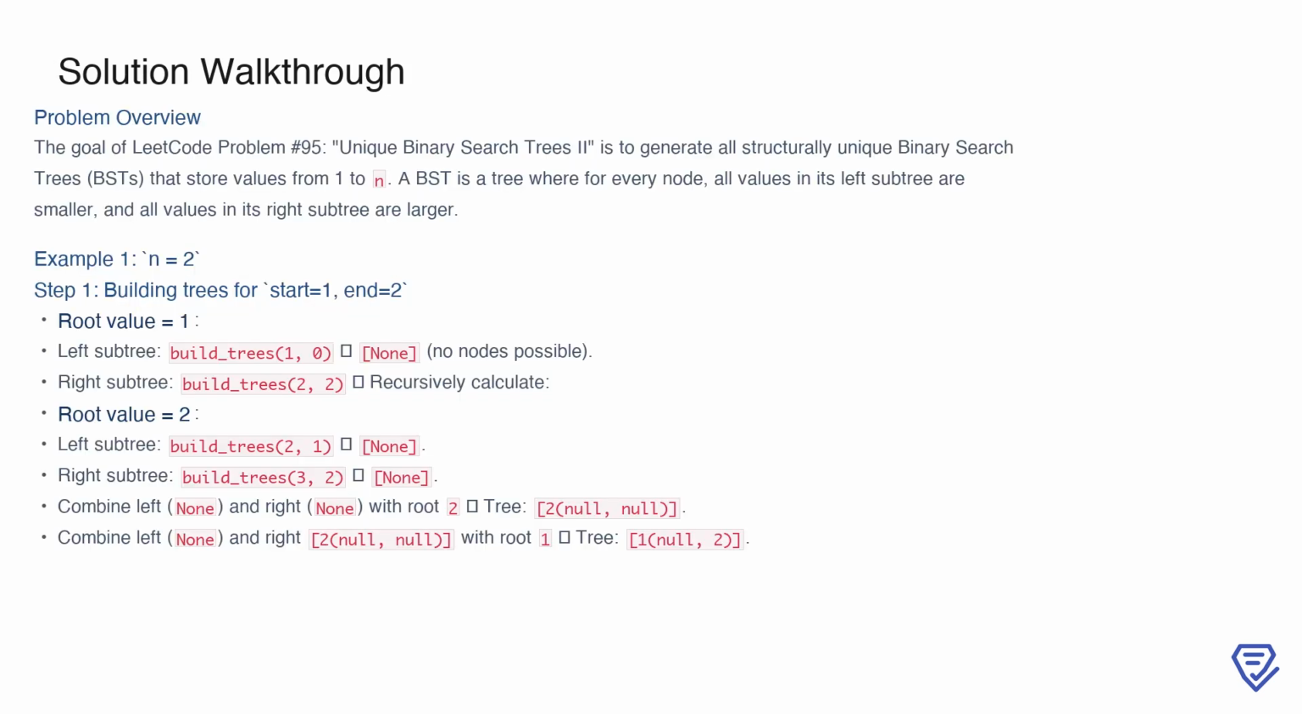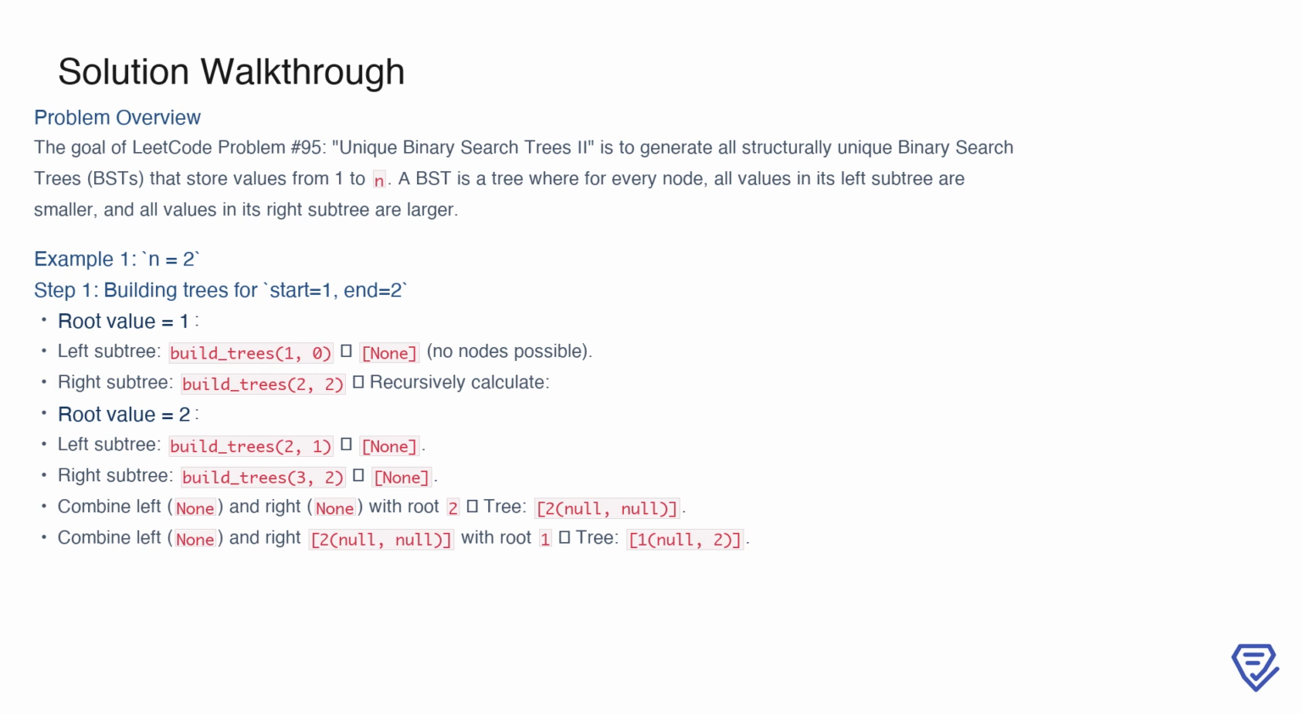In this problem, we aim to generate all unique binary search trees, or BSTs, that can be formed using values from 1 to n. A binary search tree is a type of tree where, for every node, all the values in its left subtree are smaller, and all the values in its right subtree are larger.